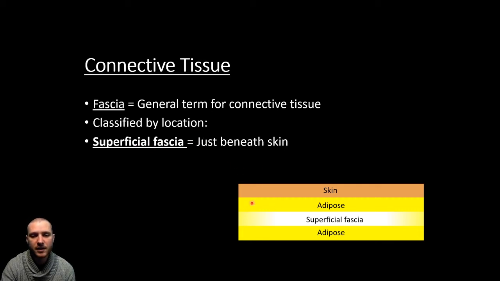If we break things down into layers, we have our skin at the most superficial, and then we're going to have superficial or cutaneous fat just below that skin. And within those layers of adipose, this is where you'll find the superficial fascia. The thing with superficial fascia is, while it does connect things together, it's a very loose connection, so it allows for the ability for the skin to move easily.